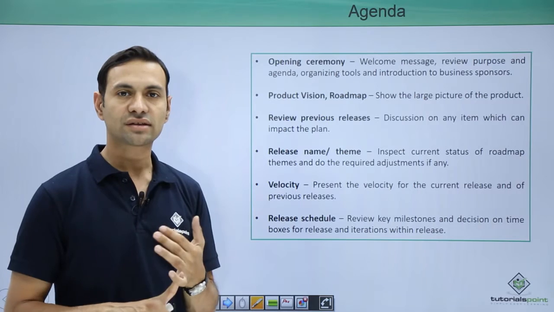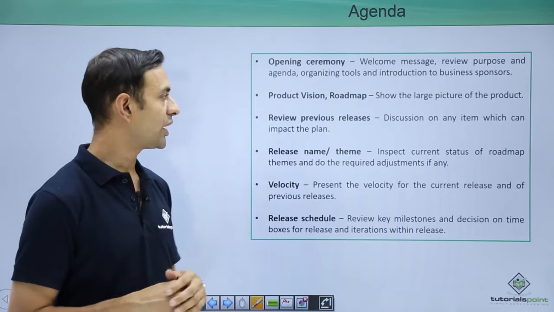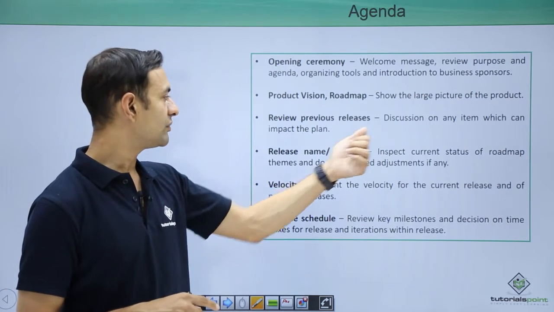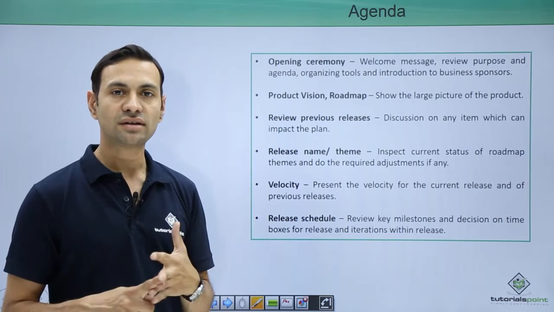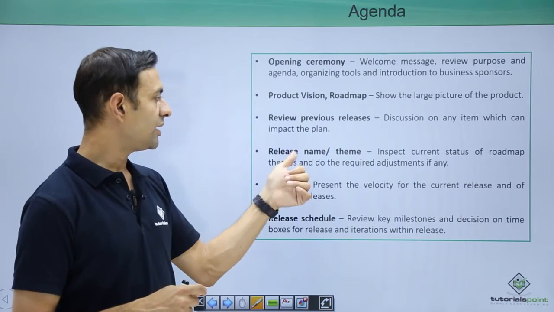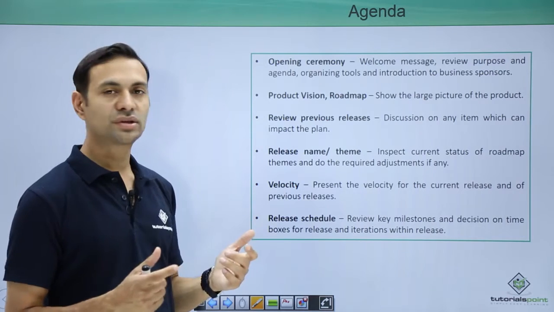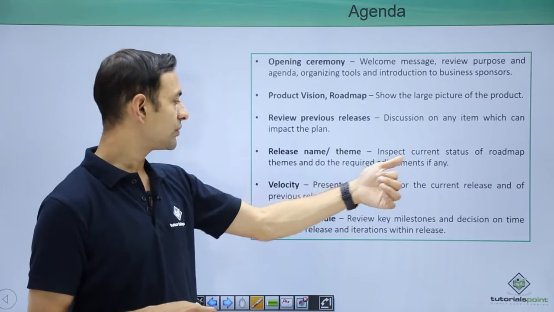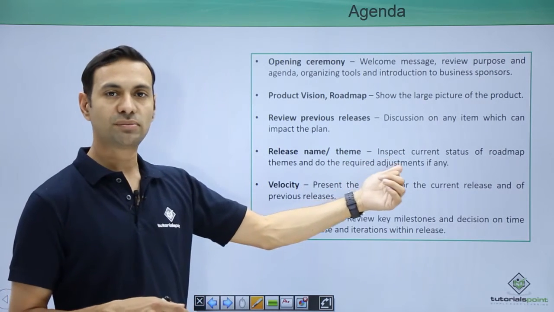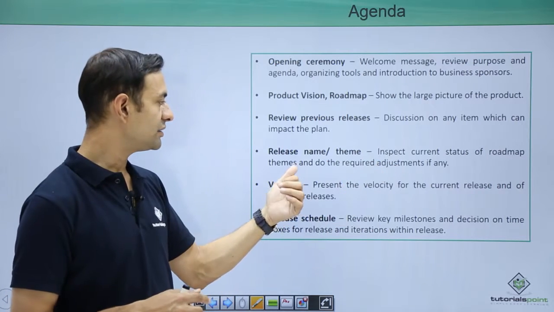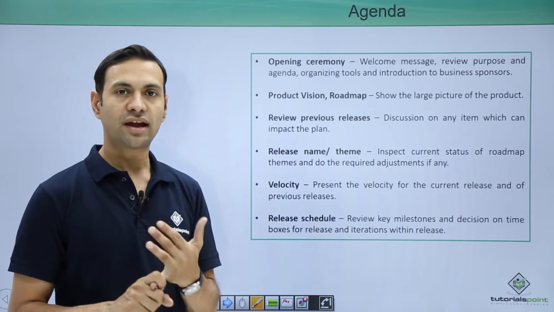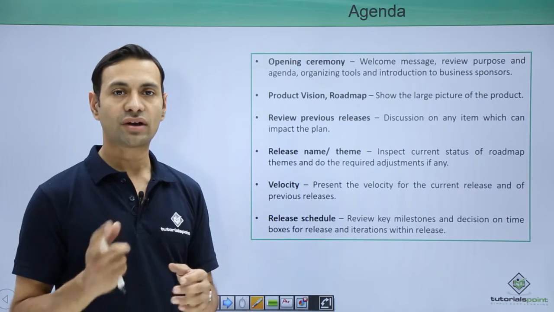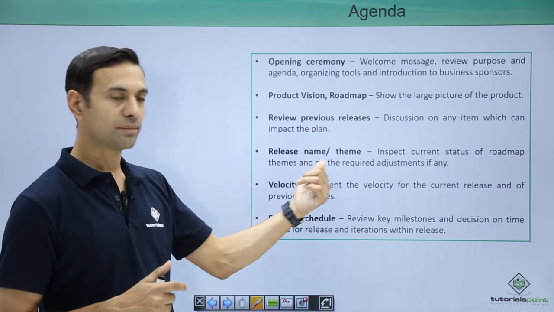In this section we check the results of previous releases, any action items, and discussion of any item which can impact the current release planning. Release name, theme. We name the particular theme. We inspect the current state of roadmap themes and make requirement adjustments if any. Simply put, if we need to check anything or change our release planning, we have to do it at this particular step.